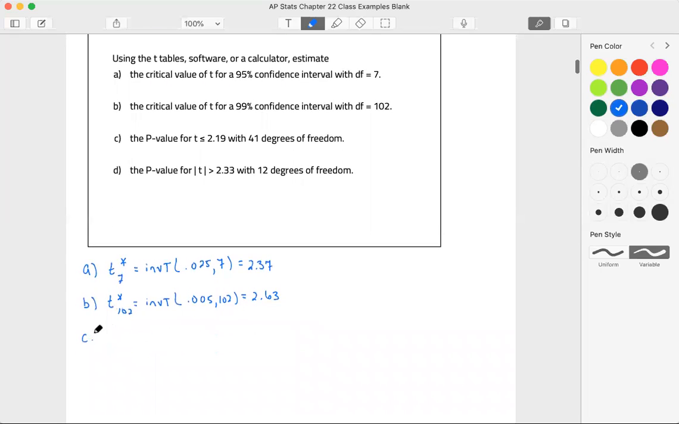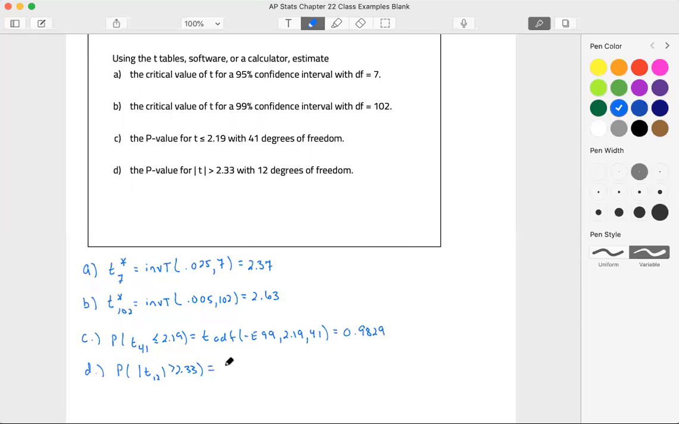All right, for part C, we want the p-value for T sub 41 is less than or equal to 2.19. So in the calculator, I'm going to use TCDF, and I'm going to do negative E99 as my lower boundary. My upper boundary is 2.19, and my degrees of freedom is 41. And when I type that in, I get 0.9829. And then for part D, we want the probability or the p-value for the absolute value of T sub 12 is greater than 2.33.